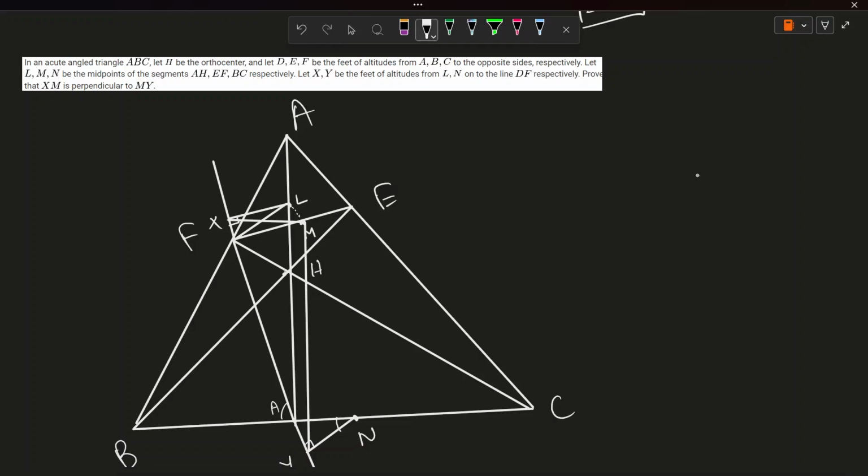Hello everyone. So here we are solving the fifth problem from RMO 2019. This is a geometry problem, a pretty involved one. Let us first read the problem statement.